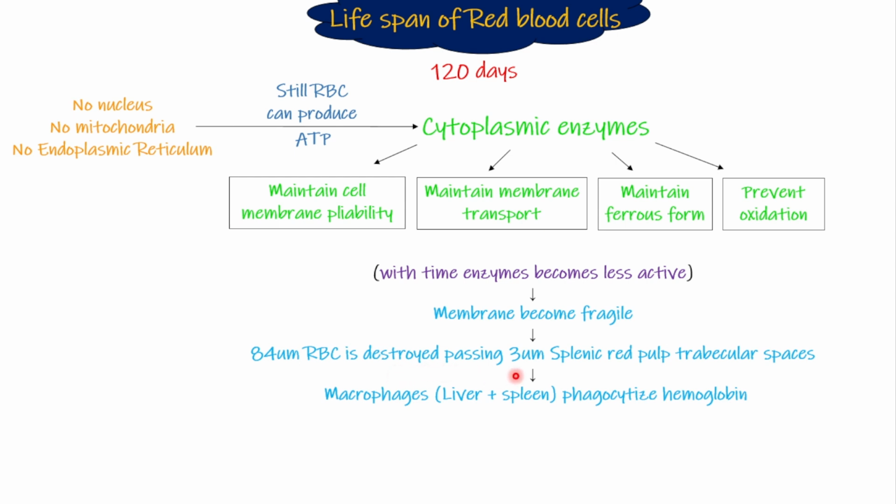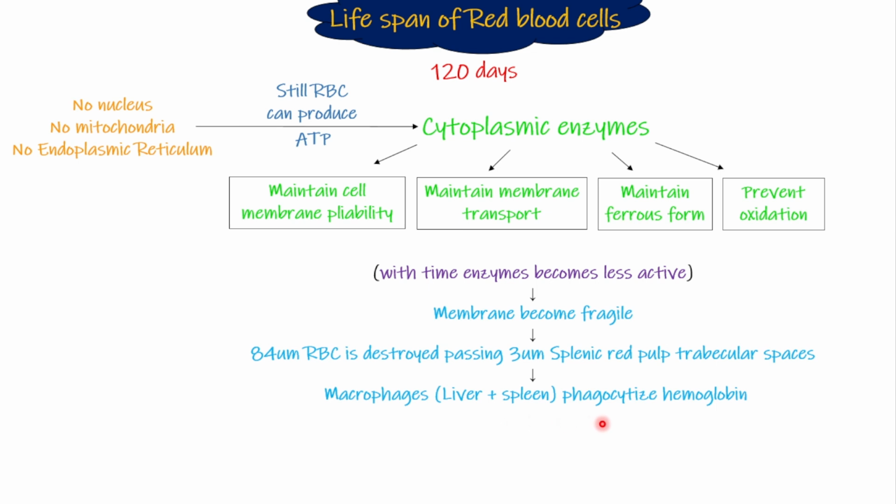Now, when they are destroyed, in the liver and the spleen there are already macrophages present. These macrophages will phagocytose the RBC, and specifically the hemoglobin present inside the red blood cells. Now, when the hemoglobin is phagocytosed and the RBC is dead after 120 days, what is going to happen to this hemoglobin when the macrophages eat them up?